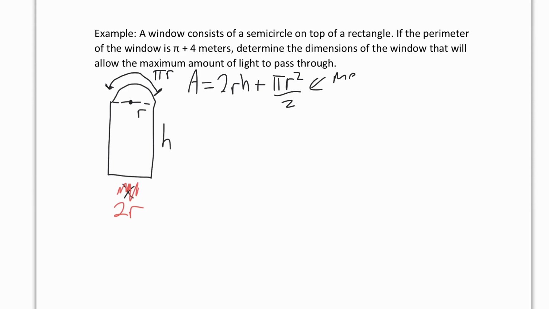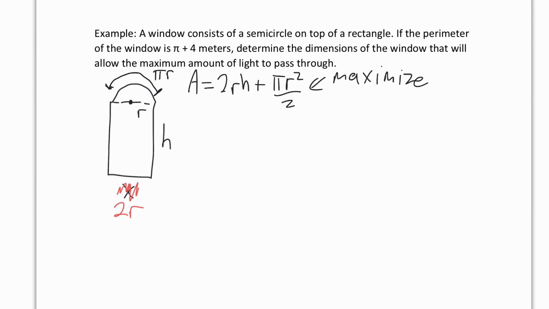We want to maximize because we're trying to find the most light. That's how you make a window. You don't want the minimum light. If you ask your parents, they're going to tell you they want big windows to allow lots of natural light. It gives you the most amount of light possible. So we want the biggest area.